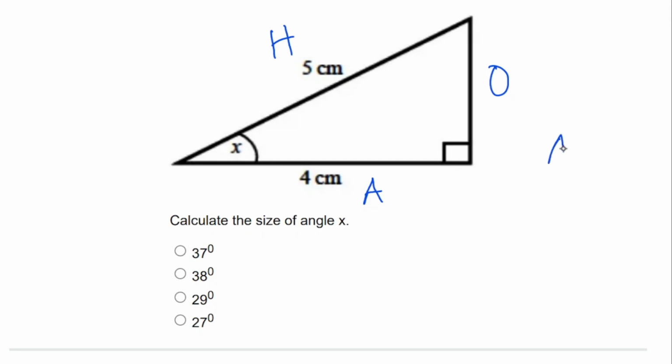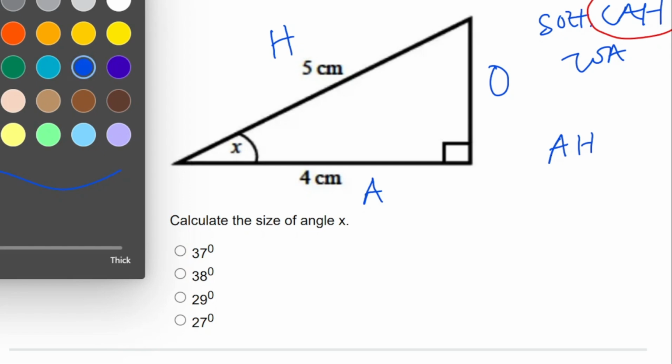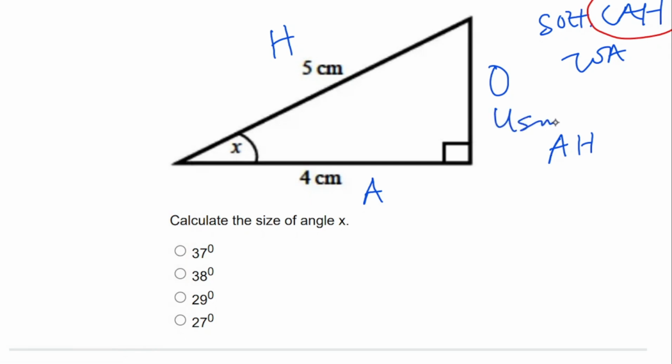Which of SOH CAH TOA has A and H? That is CAH. So in that case we are going to make use of CAH to solve this. That means cos theta, cos x equals adjacent over hypotenuse.